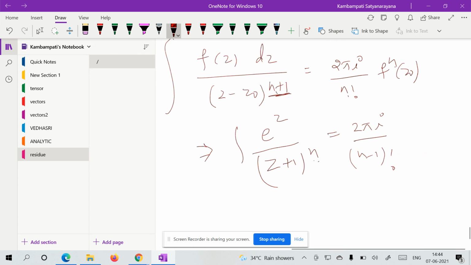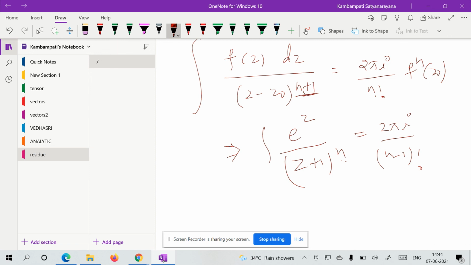Okay, f^n(z0) means whenever n plus 1 is there, we take f^(n-1)(z0). The function f(z), e^z, has to be differentiated n minus 1 times. After that we have to substitute the z0 value.